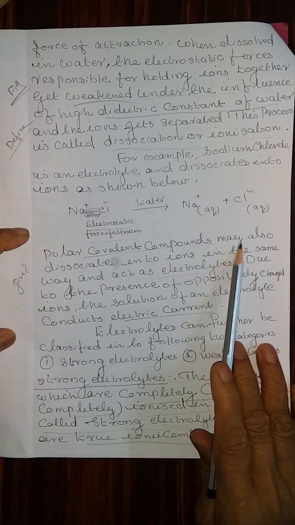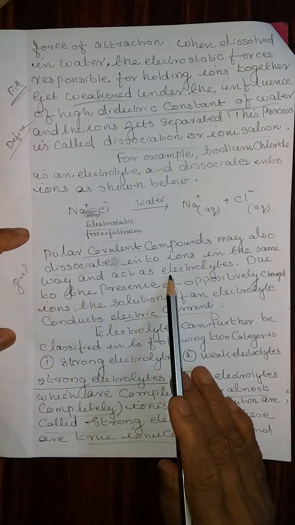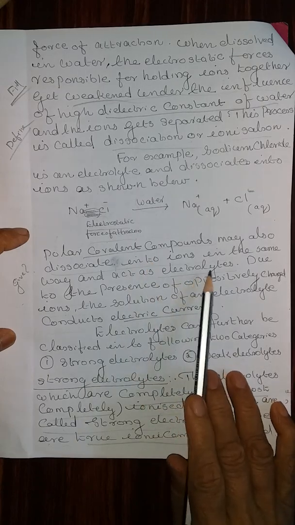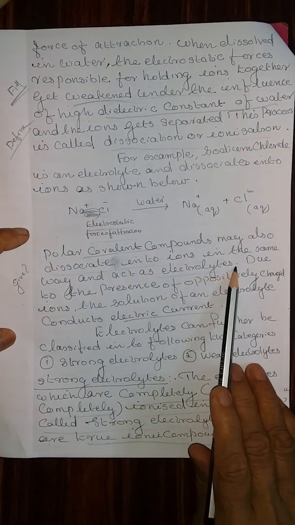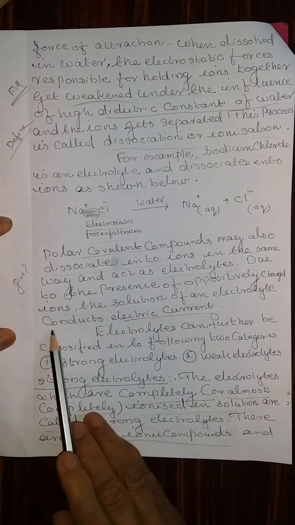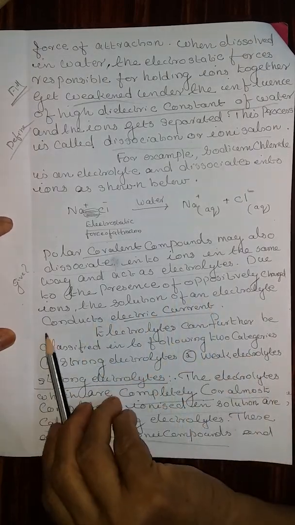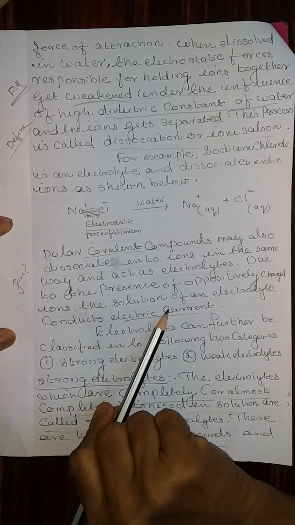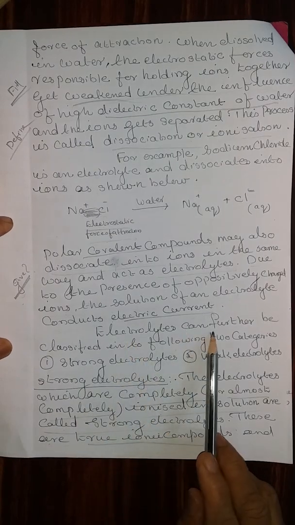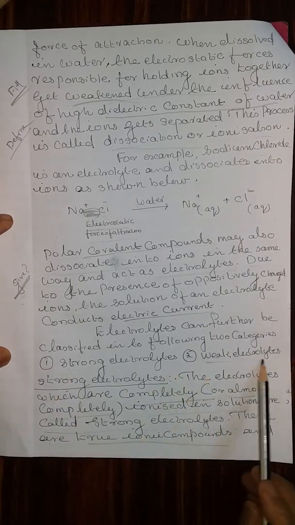Polar covalent compounds may also dissociate into ions in the same way and act as electrolytes. But there are certain exceptions. Not all polar covalent compounds are capable of forming positive and negative ions. Due to the presence of oppositely charged ions, the solution of an electrolyte conducts electric current. Give reason why a solution is capable of conducting electric current. Give reason.